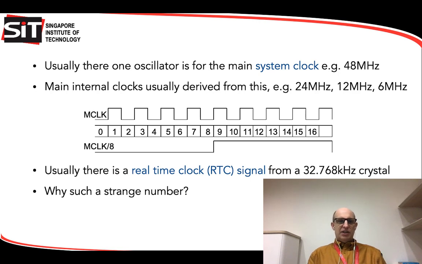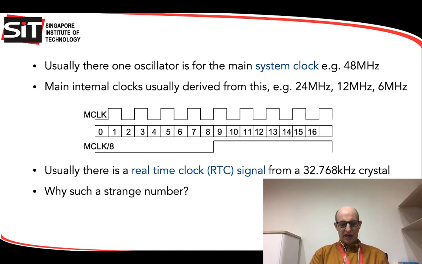And it's quite easy to see how you would divide a fast clock. So there's an example of an MCLK, a typical abbreviation for machine clock, and it's going 1, 0, 1, 0, and so on. And we just count 0, 1, 2, 3, 4, 5. When we get to 8, we make an output signal go high. When we get past 16, it should be just here, we make the output signal go low again. And what this is doing is dividing down the input clock. In this case, it's divided by 8.